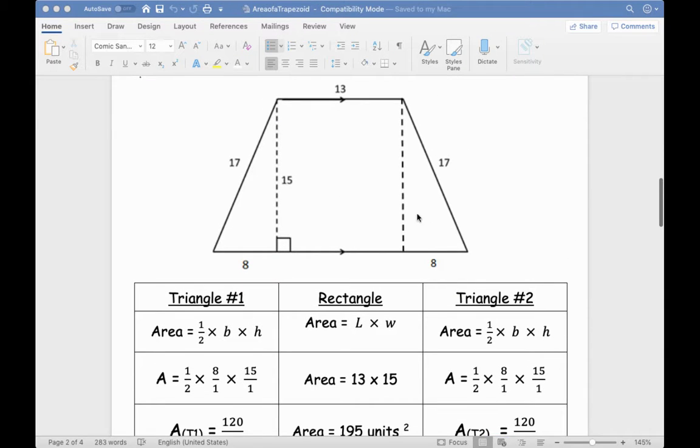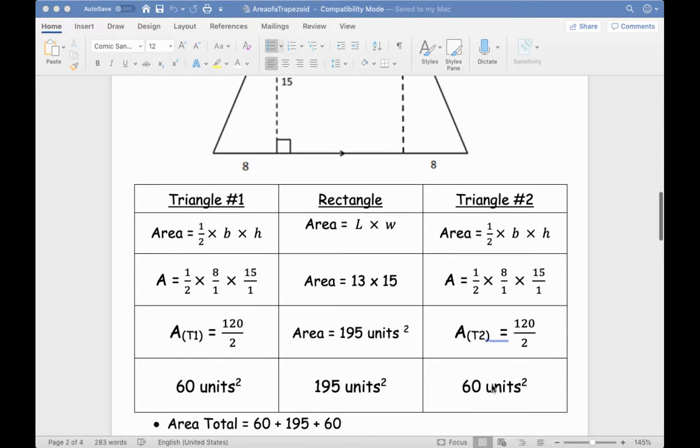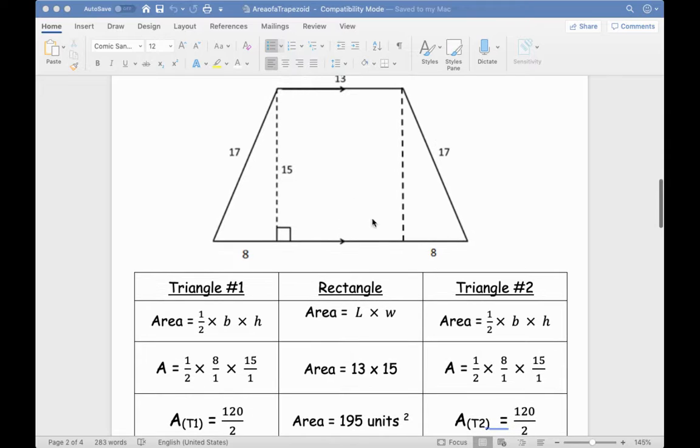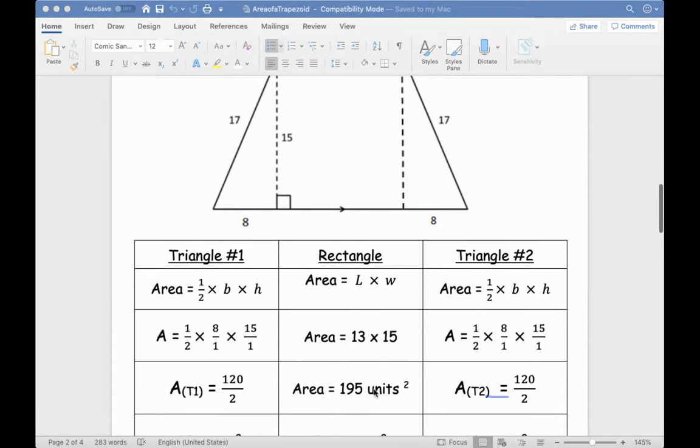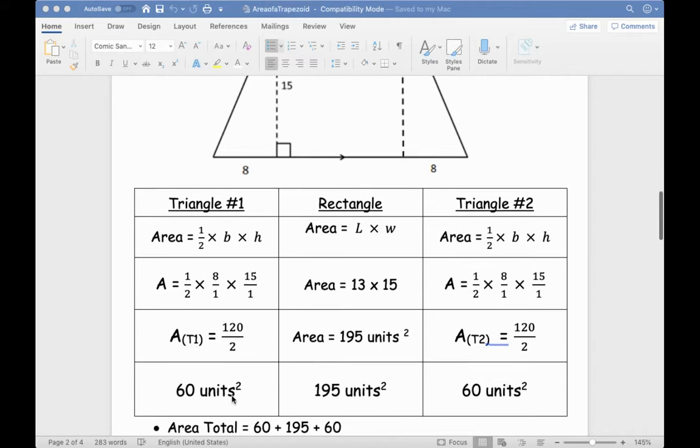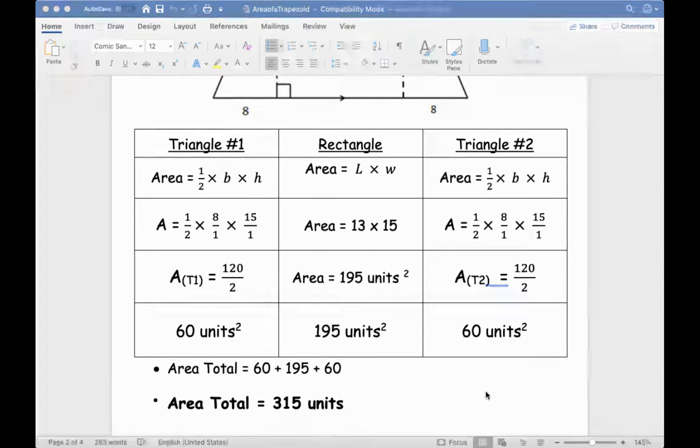Now, this triangle has the same dimensions as this triangle. So this triangle also has an area of 60 units. Now, the rectangle was 15 times 13. The area of it was 15 times 13. Therefore, it will be 195. So the area of my triangle is 60. The area of my rectangle is 195 units squared, and the area of triangle 2 is 60 units squared. My total area would be the sum of all of those. 60 plus 195 plus 60 is 315 units squared.